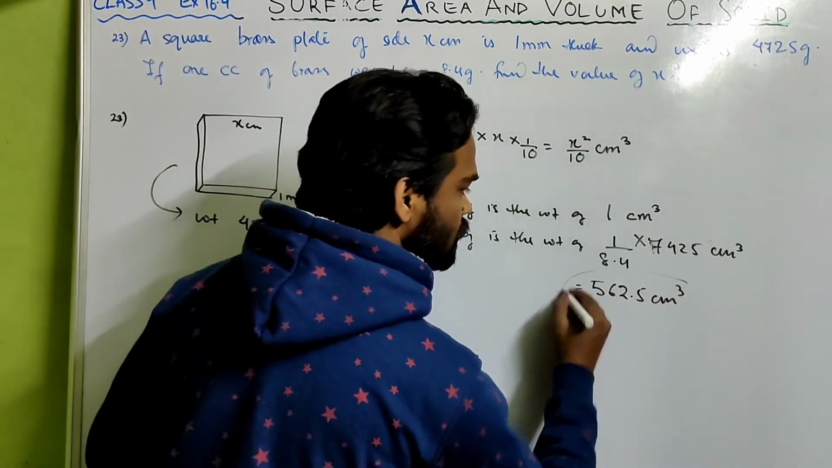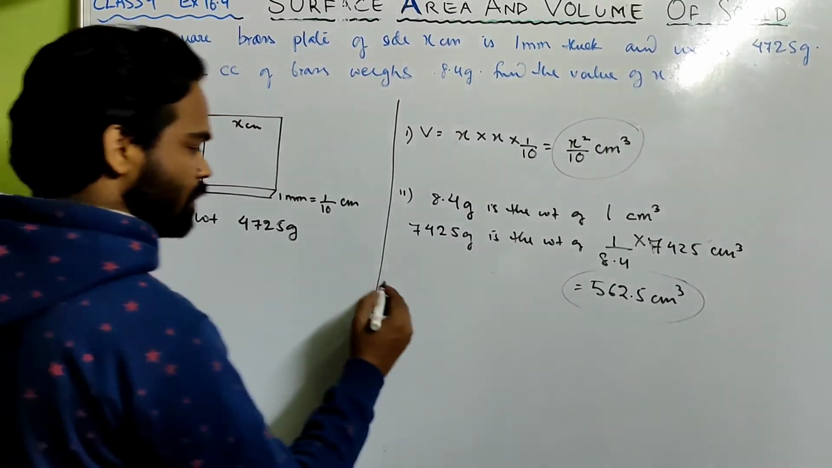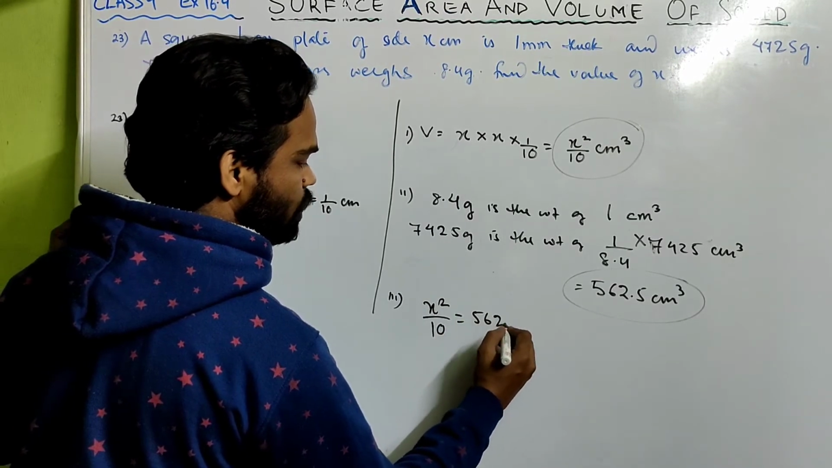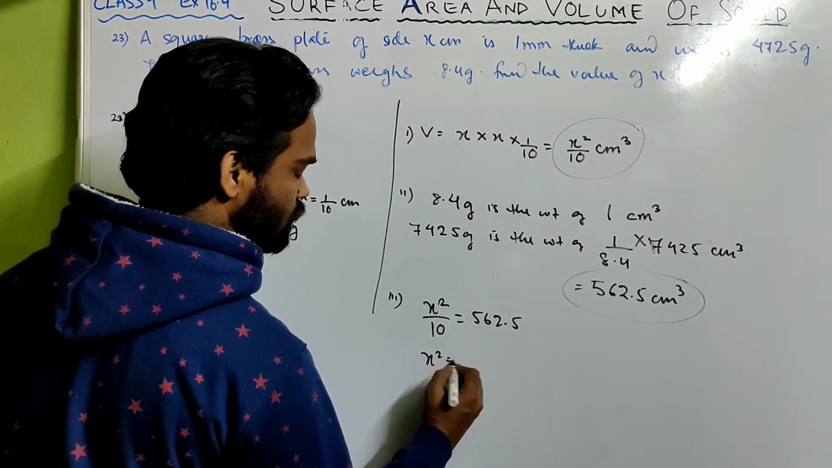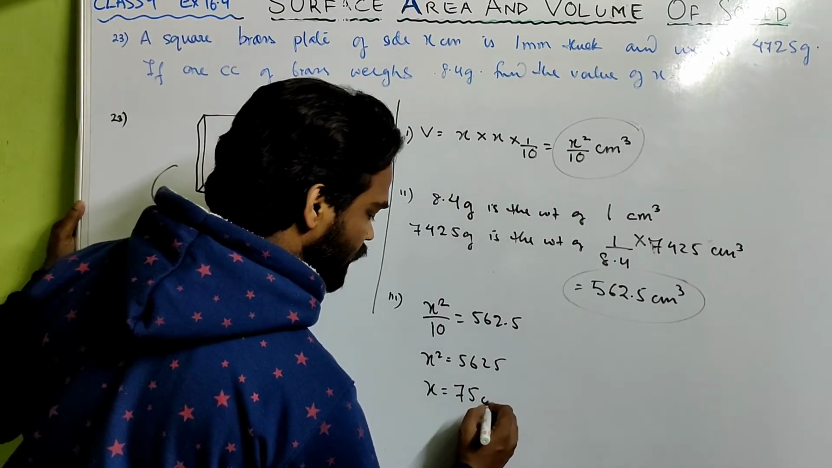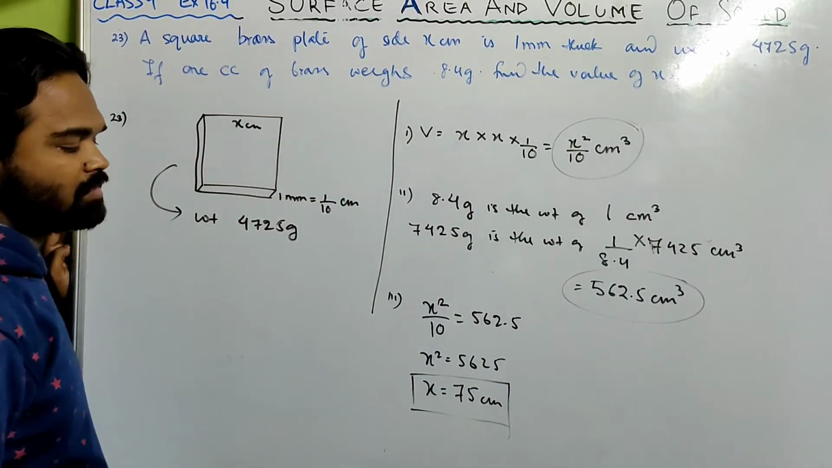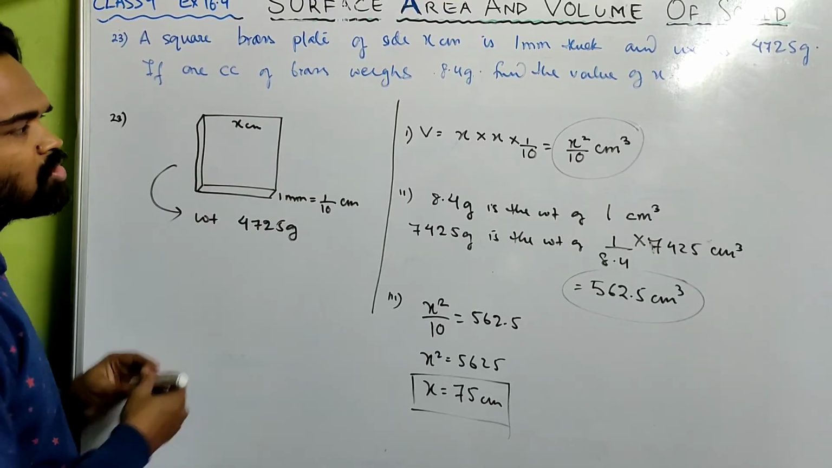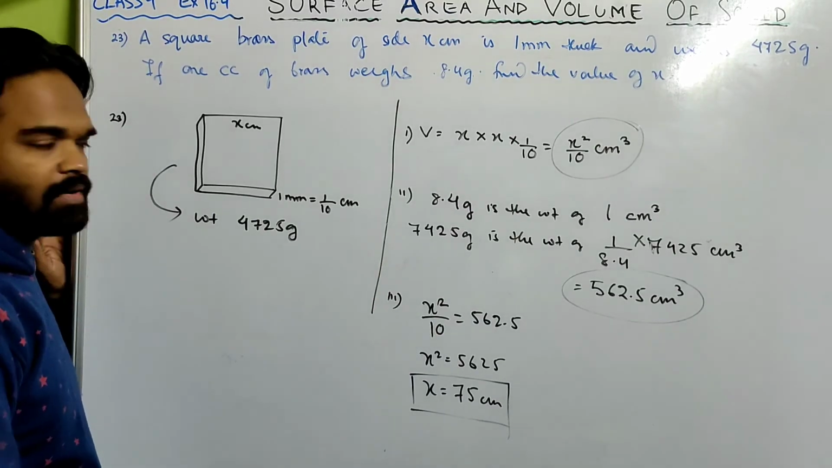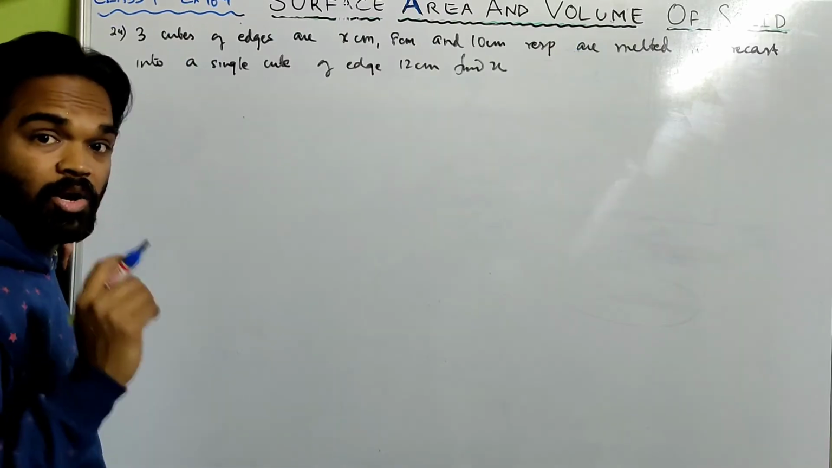Now this volume and this volume are same, so we can equate it, isn't it? So we can say x square by 10 is equal to 562.5, which means x square equals 5625, which means x equals 75 centimeter. So the value of x is 75 centimeter. We just got the volume, length into breadth into height. Then by unitary method, you got the volume. Equate it, you'll get the answer. Simple. Now let us look at the next sum. Now look at this sum.